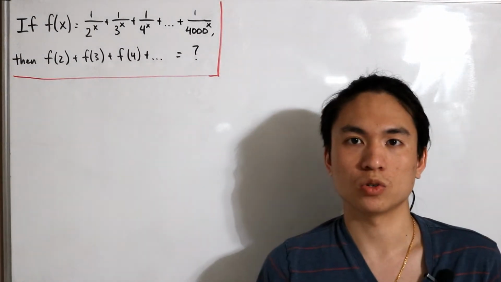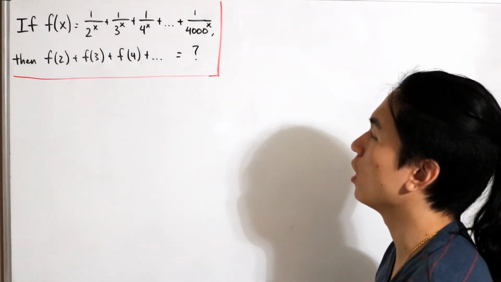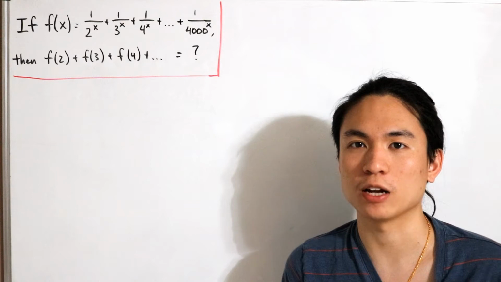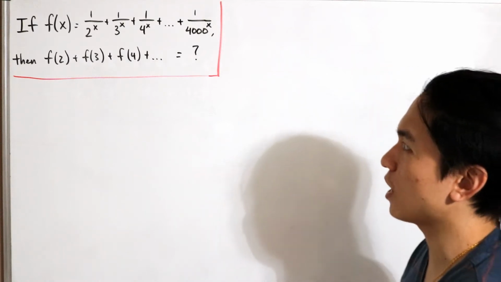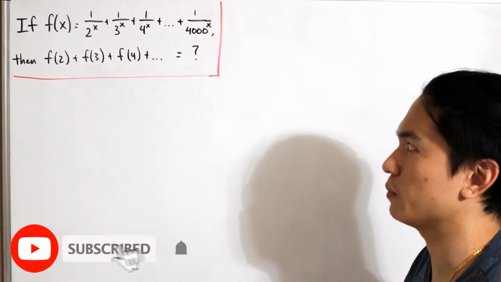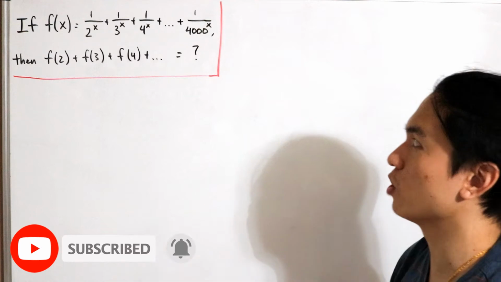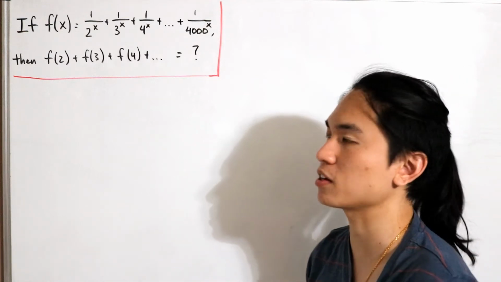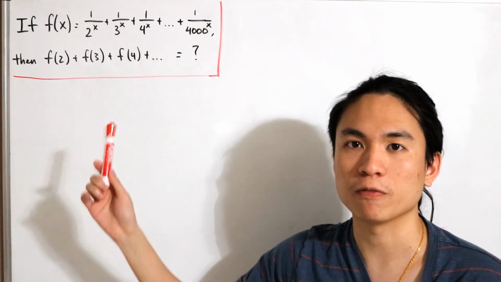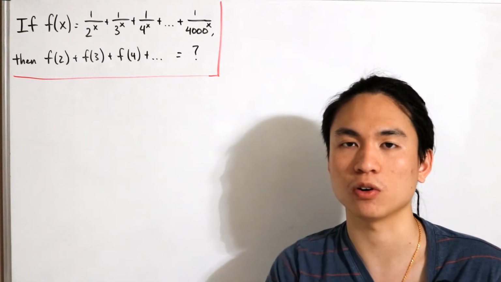Okay, so welcome back to another video. Here we have what I like to call a rational exponential function. If we're given that f of x is equal to 1 divided by 2 to the power x plus 1 divided by 3 to the power x, and so on and so forth, ending at 1 divided by 4,000 to the power x, then we want to find f of 2 plus f of 3 plus f of 4 and so on. It's infinite, in other words.